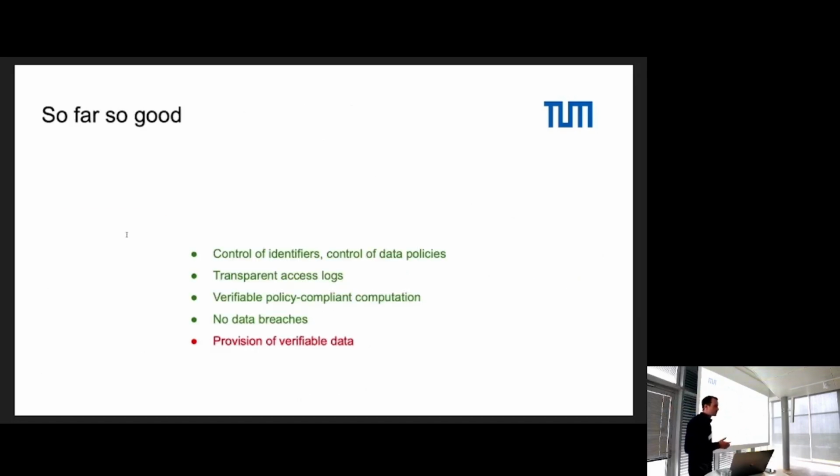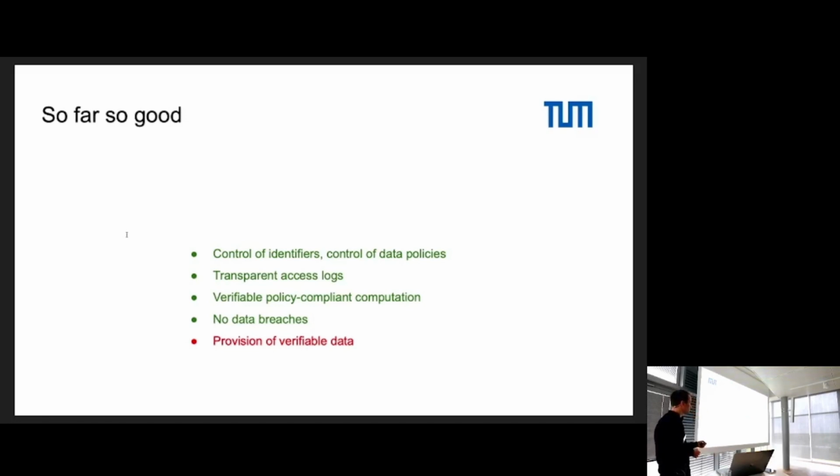And now, so far so good. So we basically now, with the ecosystems or concepts I showed you, you can achieve control of identifiers, you can achieve control of data policies, you have transparent access logs, because you can basically require all the consumers to post something on-chain that complies with your policy. This way you get transparency and see who is basically doing what on your data.